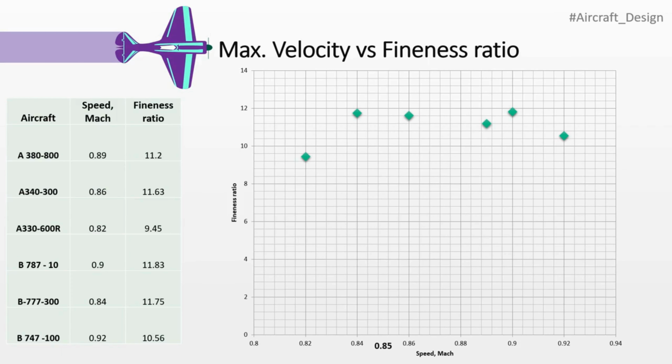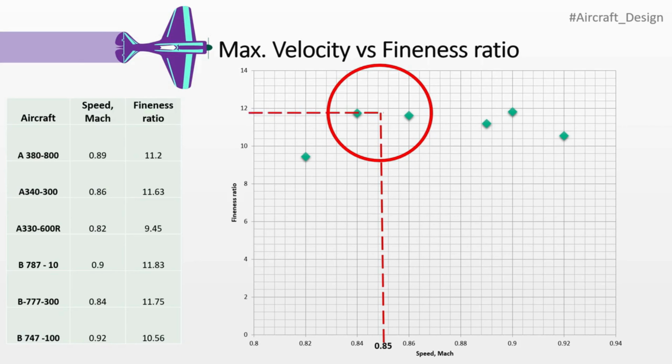Now here the finesse ratio plays a very important role to reduce the drag of an aircraft. So I am going to predict what finesse ratio I am going to initialize for my particular aircraft. So again the same method, I am first going to fix my optimum range. From that speed, that is 0.85, I am going to draw a vertical line till the mid of the circle. From the mid of the circle again I am going to draw a horizontal line till the y-axis, and that particular value will be my optimum finesse ratio.